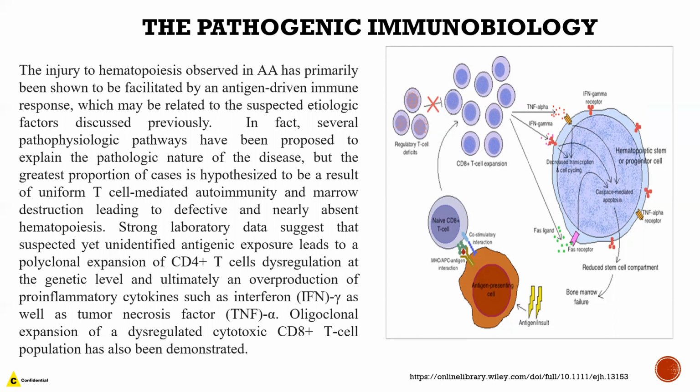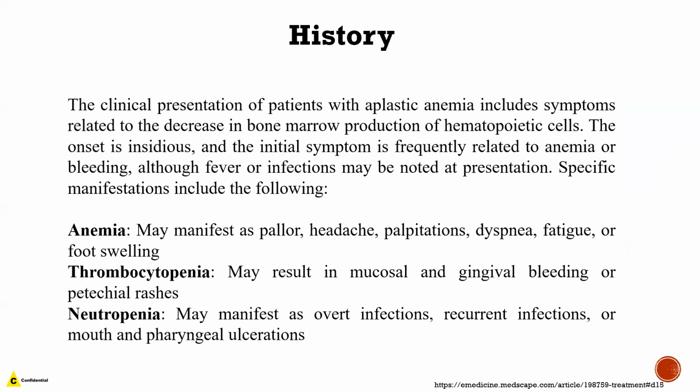Oligoclonal expansion of dysregulated cytotoxic CD8 T cells has also been demonstrated. The clinical presentation of the patient with aplastic anemia includes symptoms related to the decrease in bone marrow production of hematopoietic cells. The onset is insidious, and the initial symptom is frequently related to anemia or bleeding. Fever or infection may be noted at presentation.